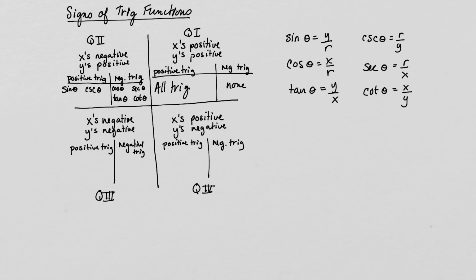Okay, we're going to do the same thing for down here. Here they're both negative. Since sine is y over r, and y is negative and r is positive, the sine is going to be negative. Cosine is x over r, and x is negative but r is positive, so cosine goes in this quadrant as well. Tangent is y over x, but if y is negative and x is negative, those two negatives cancel each other out. So the tangent ends up being positive in this quadrant. Then if the tangent is positive, the cotangent is positive. If the sine is negative, the cosecant is negative. If the cosine is negative, the secant is negative.